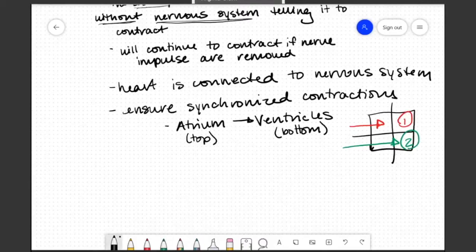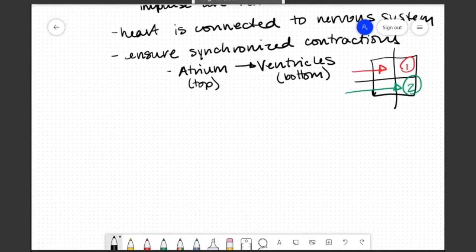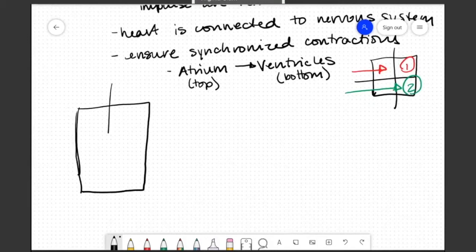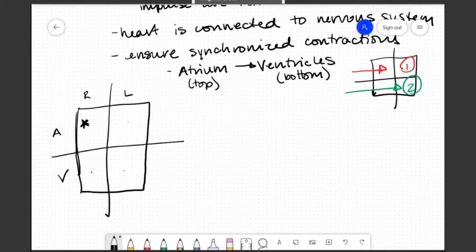So there's a couple structures we're going to talk about. We're going to take our heart and blow it up again. As a reminder, right, left, atrium, and ventricle. So right atrium is this one, left atrium is this one, right ventricle is this one, and left ventricle is that way. So right here in the right atrium, you have a pocket of cells.